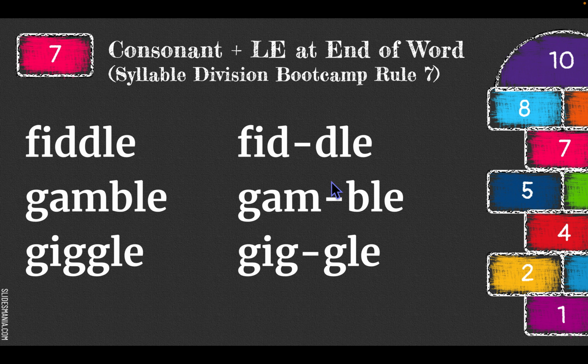We divide 3 letters from the end. We notice our vowels are in the middle of the syllable, so we try their short sound. Short I. Fiddle, gamble. Now, G sometimes has its soft J sound before an I, but it does not have to do that. In this case, we are going to use the hard G sound. Giggle.